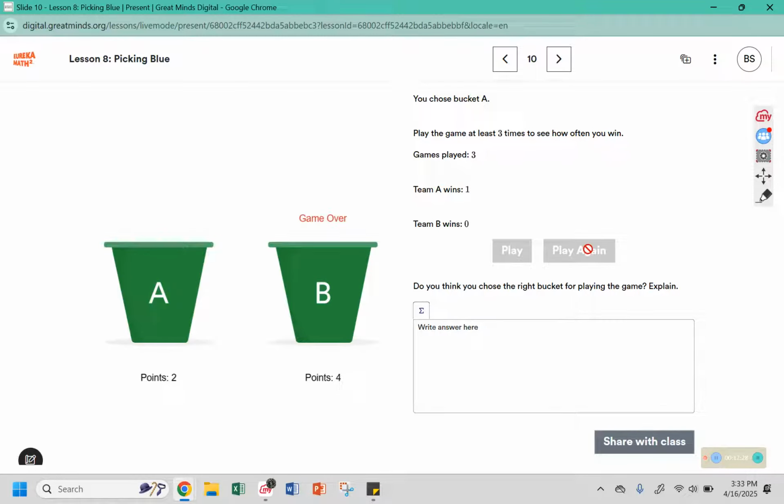This time, bucket B won. Now that doesn't necessarily mean that bucket B has more blue chips. It could just be this one experiment. So in that one, team A won. But that time, team B won.